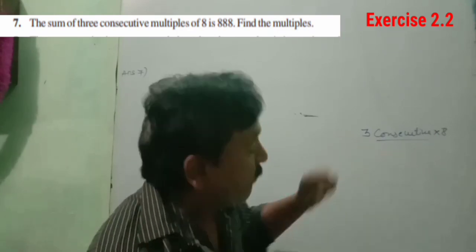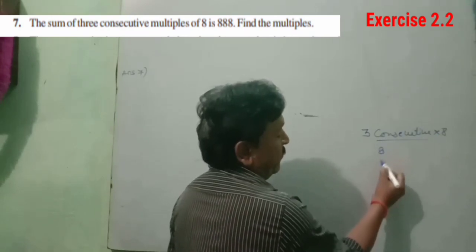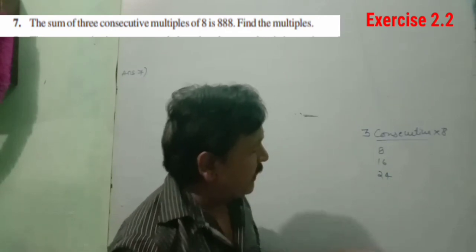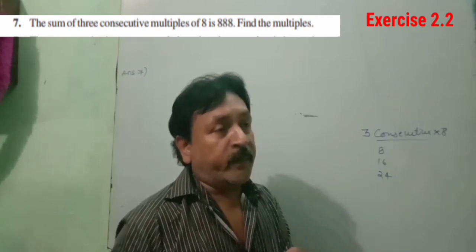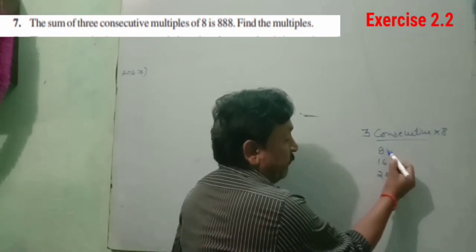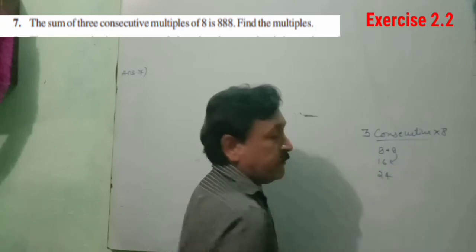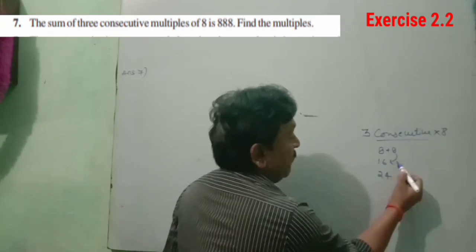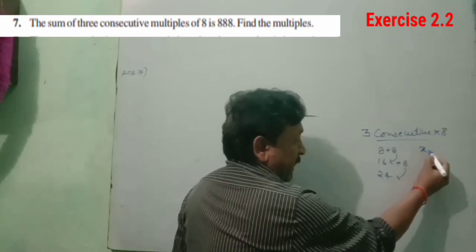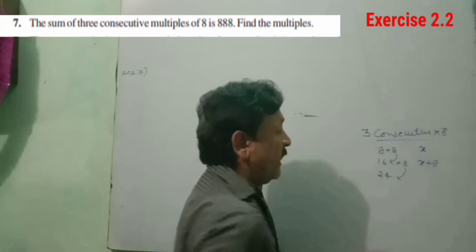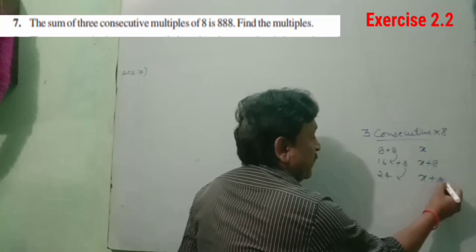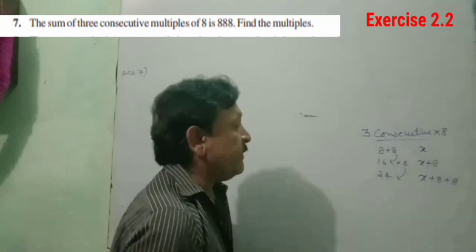How? We all know the table of 8. It is 8 ones are 8, 8 twos are 16, 8 threes are 24. So in this table how do I get 3 consecutive numbers which are multiples of 8? See here, if in the first number I add 8 I will get the second. If in the second number I add 8 I will get the third. It means if the first number is x, the second number will come by x plus 8, and the third number will come by x plus 8 plus 8. Is it clear or not?